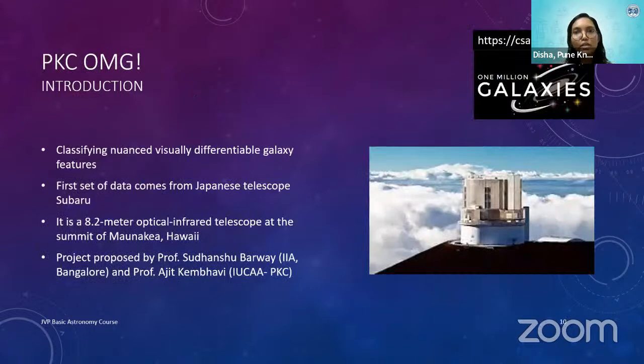So just to give you the introduction, we are here talking about one project that we began the citizen science initiative with, and that is called 1 Million Galaxies. In this, we are bringing citizens' response towards analyzing nuanced features in galaxies. Here we are focusing on the data sets that are curated from the Japanese telescope Subaru. It's an 8.2 meter optical infrared telescope that is situated in Hawaii.